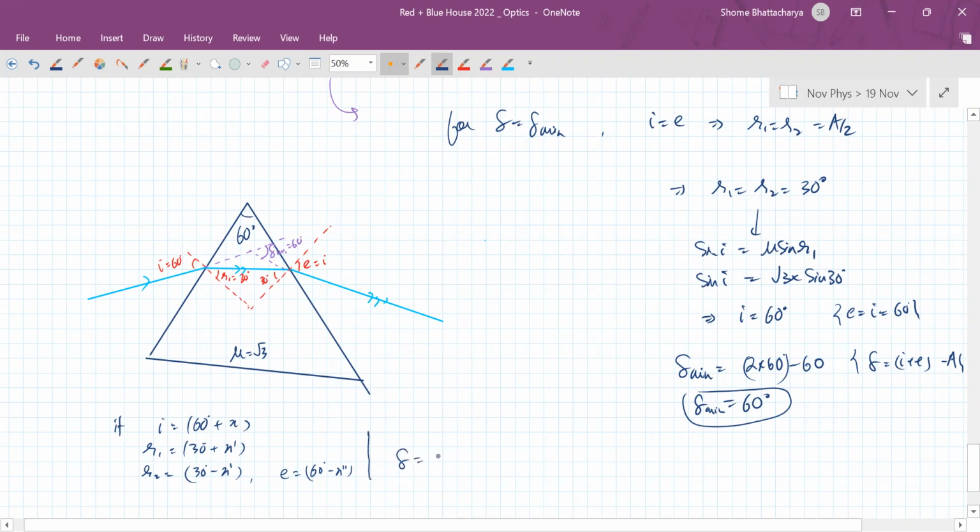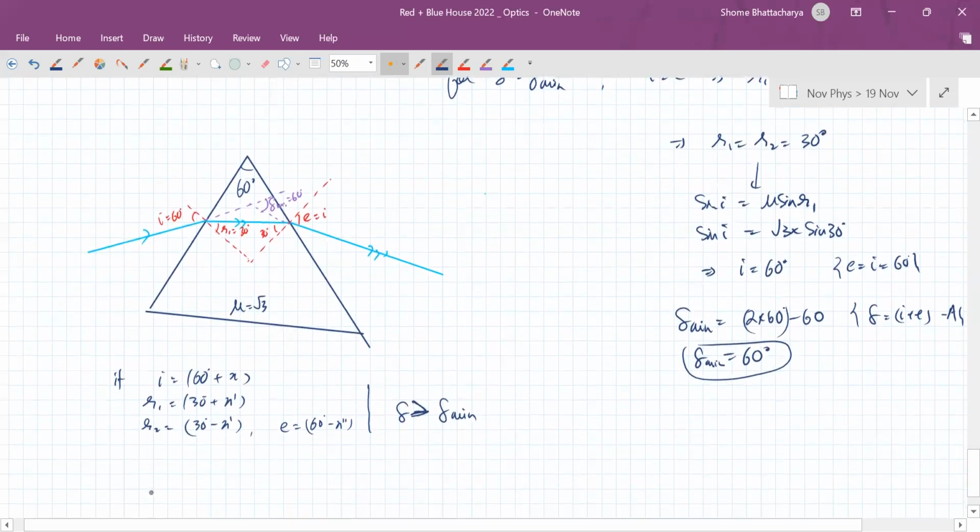So delta will now become greater than delta minimum. But similarly, reverse of this, if the angle of incidence is decreased, then this will also decrease. So this will increase. And the angle of emergence will correspondingly increase. So again, reversibility.